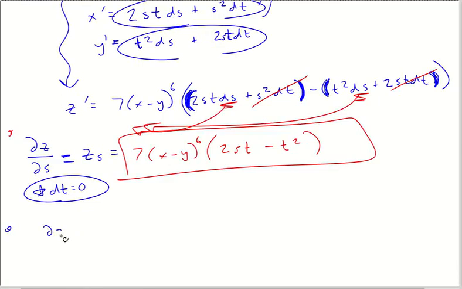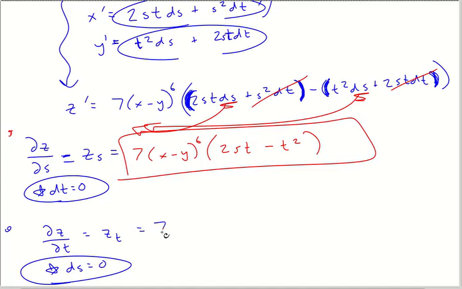Similarly, they want dz dt. Again, what is that? Another notation is z sub t. But what this is doing is making my ds's go to 0. So any ds's that you had up here, they go bye-bye. But your dt's are going to move over pretty much like you saw in the last case.